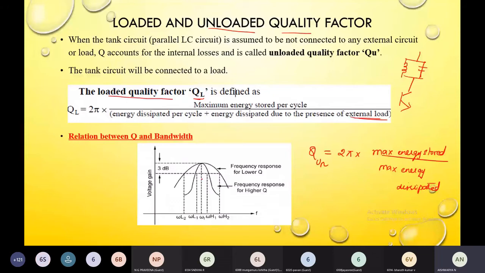Any doubt in this? Any doubts till this? Should I repeat or shall I continue?